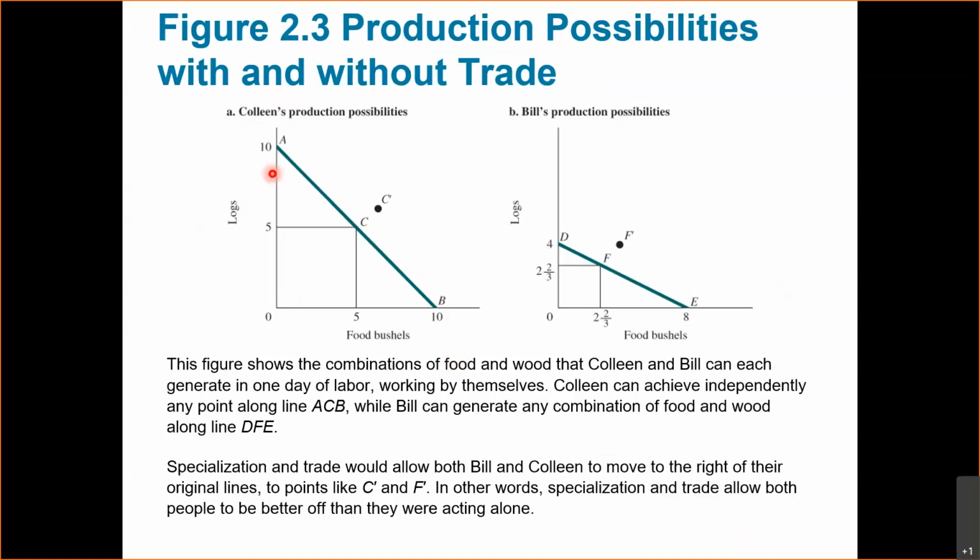Now, if you are inside this PPF boundary, you're producing, but you're inefficient. You could make more. If you're on the line, you're efficient. If you're outside the line, you just can't do it. It's not feasible. It's not possible by yourself. So Colleen was constrained here to 5 and 5.